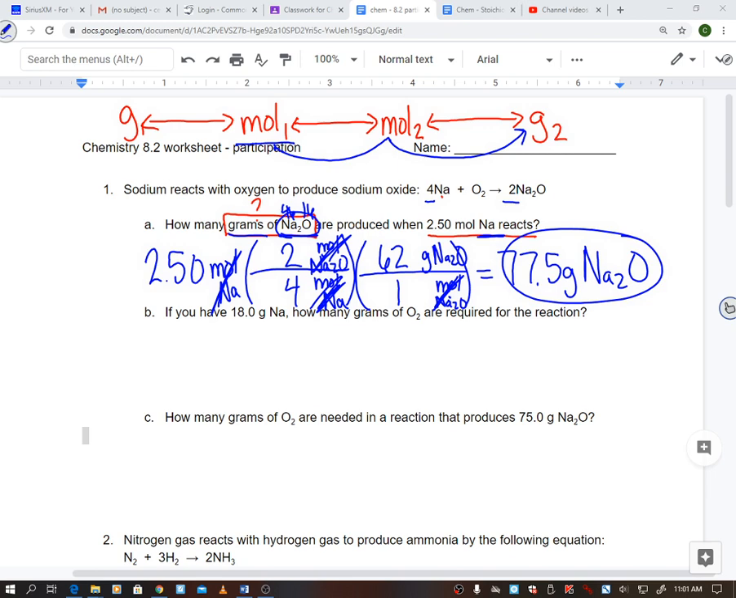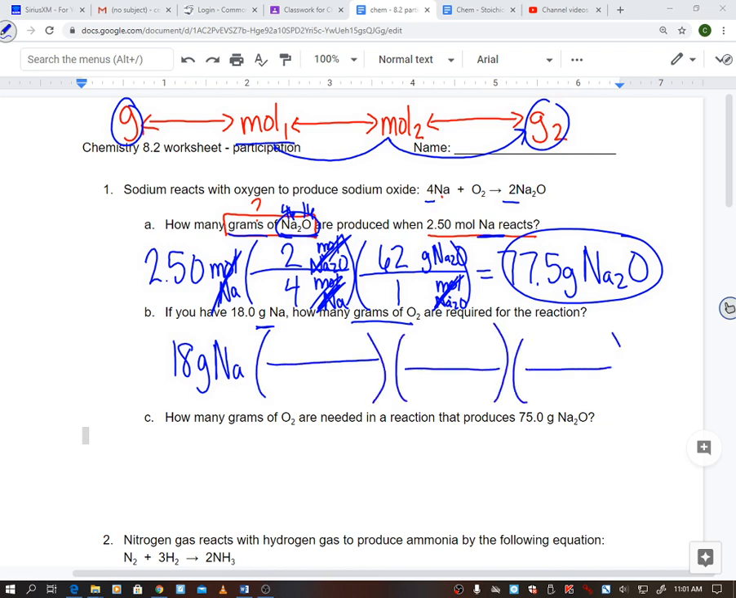Let's look at B. As soon as I see grams to grams, I'm like, oh, that's going to be a 3-step problem because I'm going to start here, and I need to get down here to grams of number 2. So I know it's going to be 3 steps. I'm going to write down what they give me, and I automatically know it's going to look like this right here.